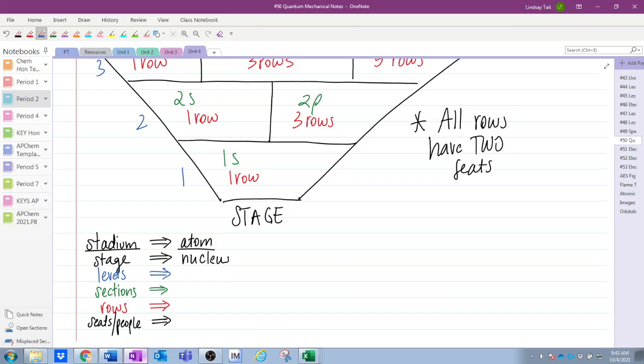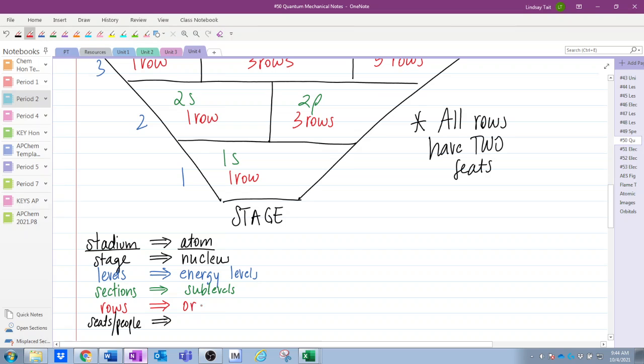Nucleus. Okay. Our levels in our stadium. What do you think that relates to in the atom? The levels in the stadium are the energy levels. It's the same word, guys. They even have levels. Just put energy in front. So energy levels. All right, the sections. What do you think the sections are? Those are the sublevels. All right, what about the rows? Those are the orbitals, the different orbitals.